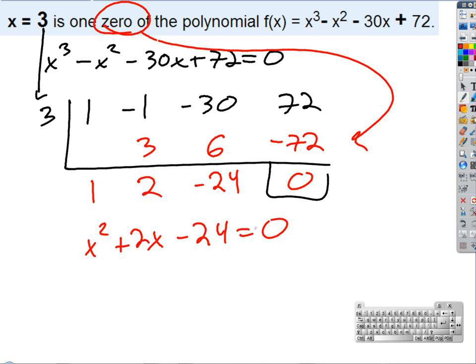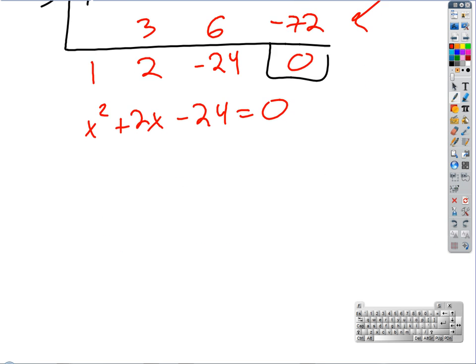And I could just plug those numbers into the quadratic formula. That'd be fine. That's a, b, and c. Or if it factors, that would be a little quicker. Are there magic numbers that multiply to negative 24 and add to positive 2? 6 and negative 4, right? So I could split this up into x plus 6, x minus 4.